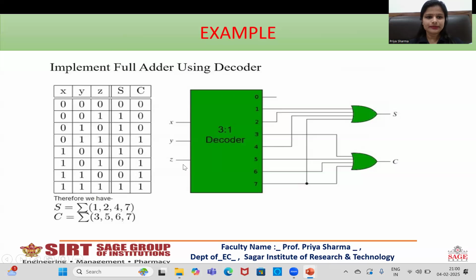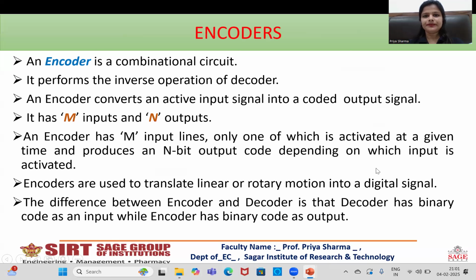These are the three inputs X, Y and Z and the two outputs sum and carry. Sum has the outputs from 1, 2, 4 and 7, so we simply connect the 1st, 2nd, 4th and 7th outputs of the decoder using an OR gate and the output will be the sum. Similarly, for the carry output, an OR gate is used and the outputs 3, 5, 6 and 7 are added through the OR gate, and the carry output is produced.